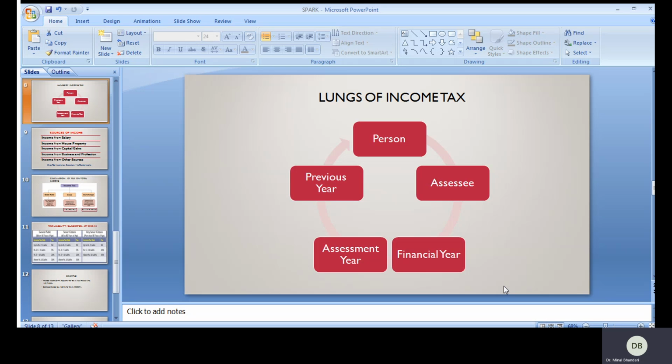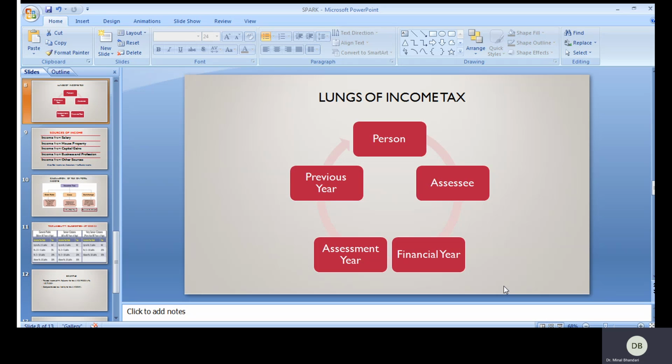So person includes, first, an individual, every individual, then a Hindu undivided family, a joint stock company, any partnership firm, may be registered or unregistered, an association of persons, a body of individuals, a local authority, and every artificial juridical person.